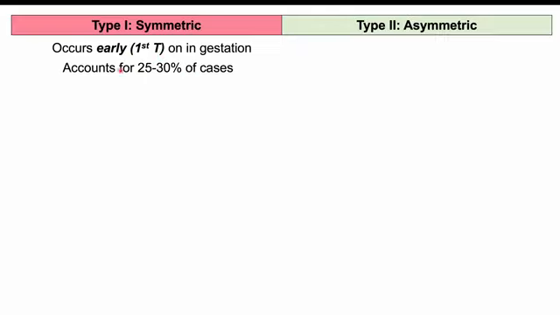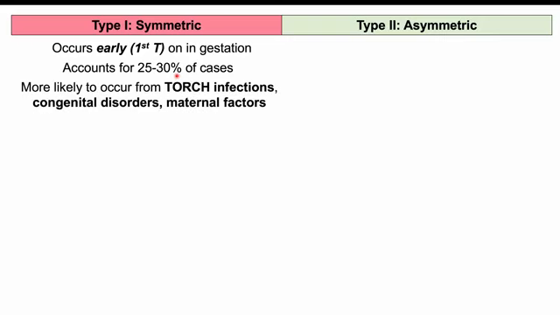Now let's talk about the clinical features that can be seen in a fetus or an infant that has fetal growth restriction. So we actually break it down into two types. Type 1 is going to be known as symmetric, and type 2 is asymmetric. So in the symmetric type, or type 1, this is going to most commonly occur early on in gestation, typically in the first trimester. Type 1 accounts for 25 to 30% of cases, and it's more likely to occur from some global insult to the developing fetus.